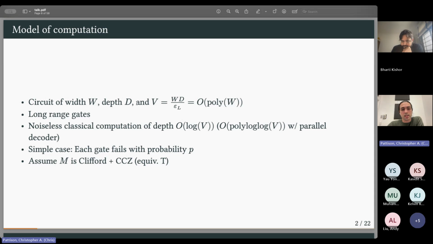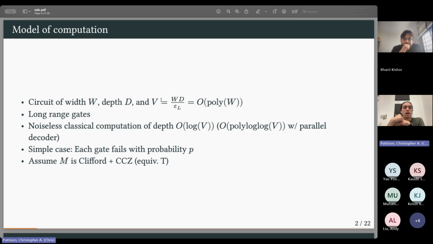So let me just get the model of computation out of the way just to clear things up. I have my width, I have my depth, and then I'm going to consider this thing that I like to call the volume, which is the width times the depth over epsilon, and this is the parameter that all our bounds are really in terms of. We're going to require that that's also polynomial in the width. So there are no pathologically super deep circuits or something like that. I'm going to assume that I have long range gates, so this isn't a geometrically local setup or anything like that.